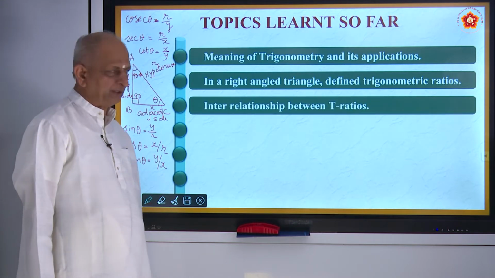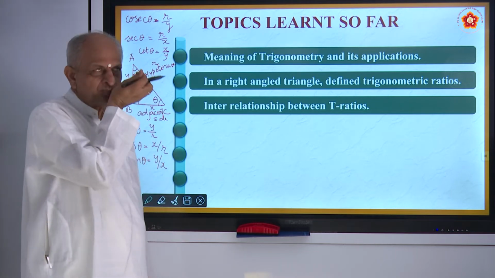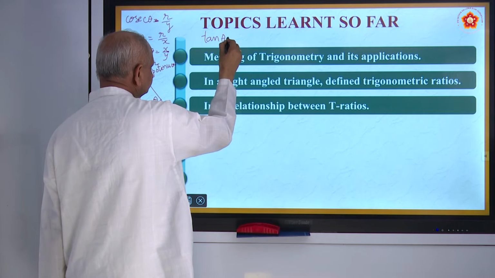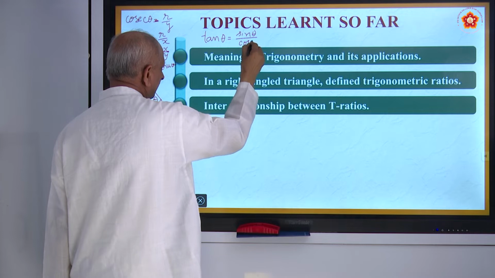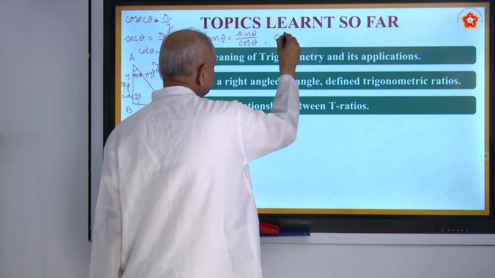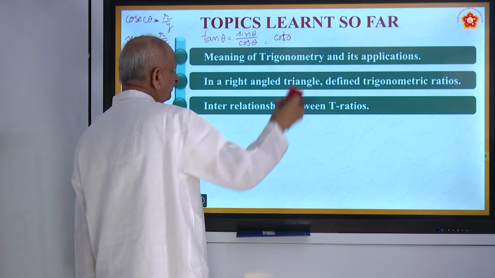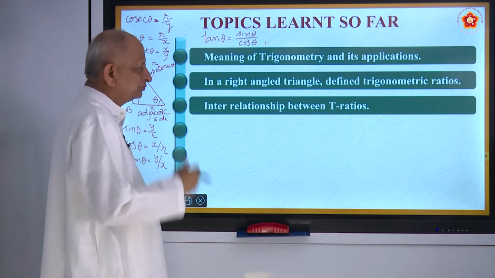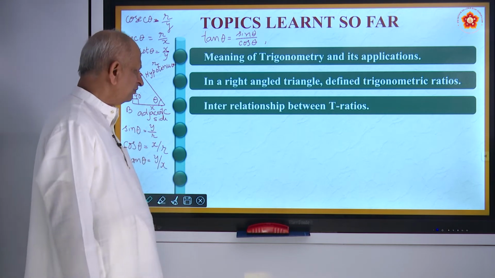And also there will be interrelationships between them. I was just now telling about the reciprocals. Also, there are two more interrelations. One is tan theta is equal to sin theta by cos theta. Also, cot theta is equal to cos theta by sin theta. And if you take cot theta, it is reverse of that. Is it not? And just now you have told all those relations.